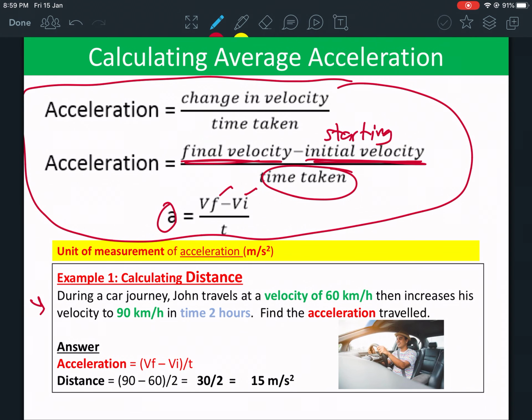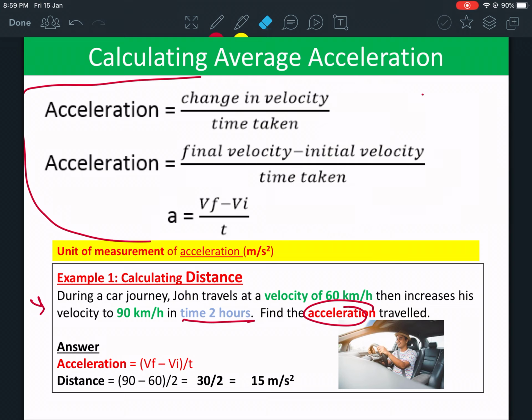During a car journey, John travels at a velocity of 60 kilometers per hour. Then he increases his velocity to 90 kilometers per hour. He was moving at 60 kilometers and then he started moving at 90. He increased his velocity from 60 kilometers per hour to 90 kilometers per hour in the time of 2 hours. Find the acceleration. How do we find it? We put acceleration equals velocity final minus velocity initial divided by time, just like we saw here.